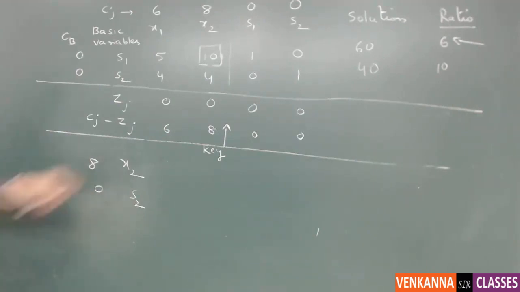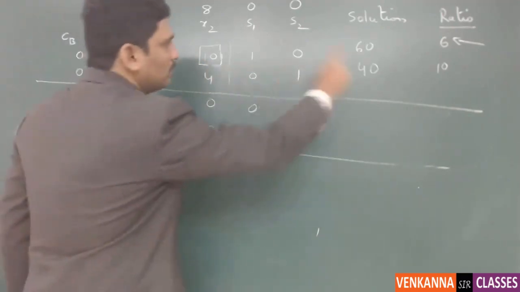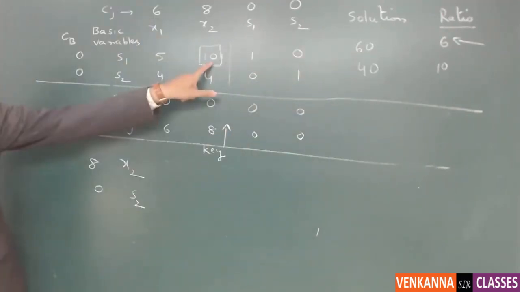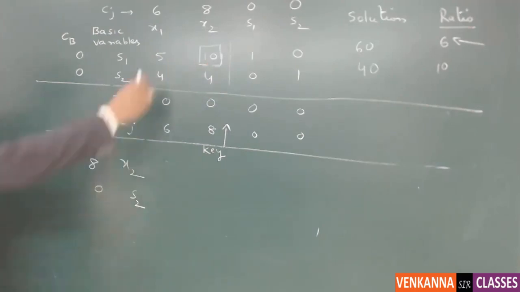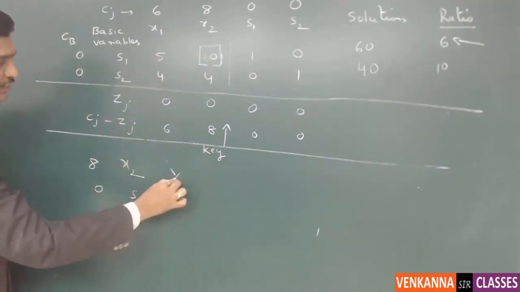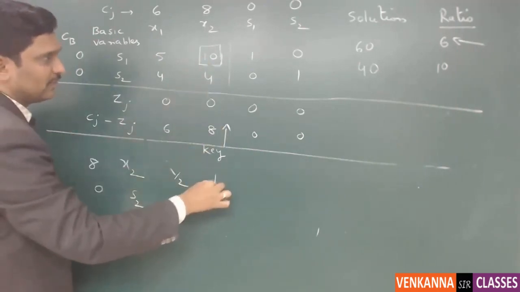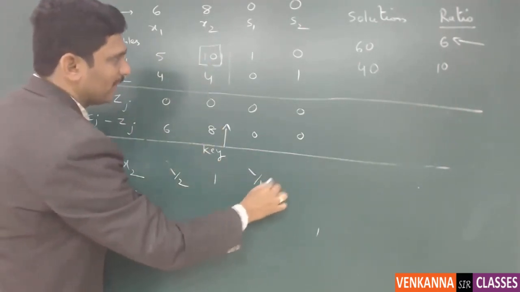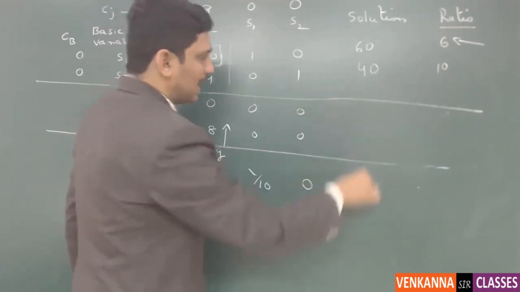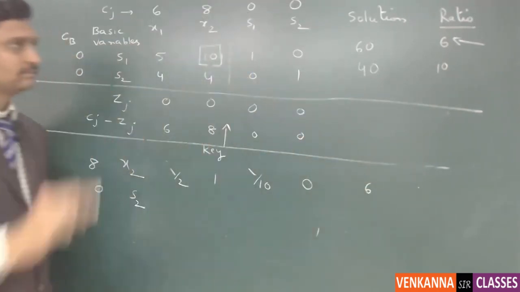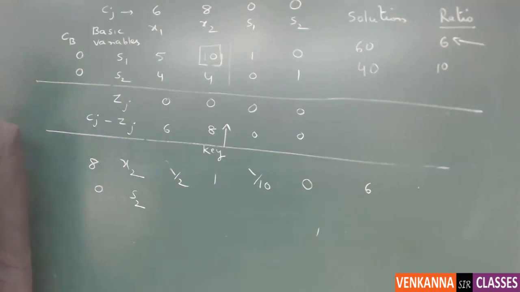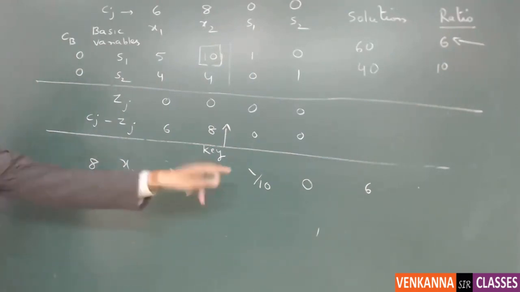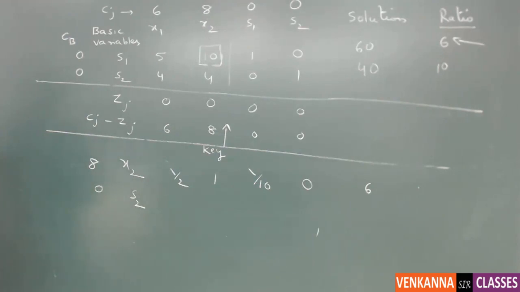Right. Now, this is the pivot element. So this entire row is divided by the pivot element. So 5 by 10, that is 1 by 2. This will be 1, 1 by 10, 0, and it is 6. Any questions? How the row is changed? Based on your inputs, I am going to move further.